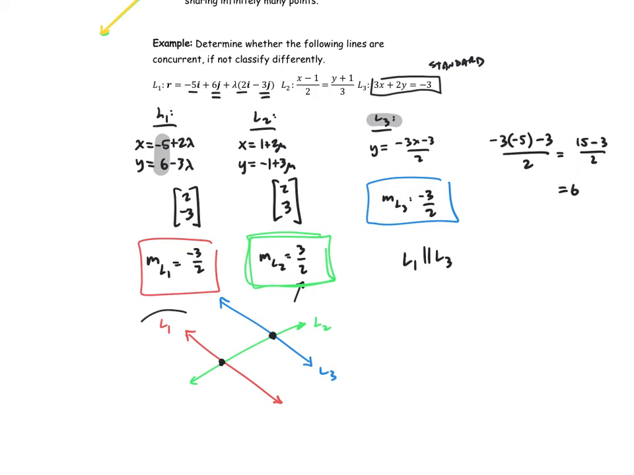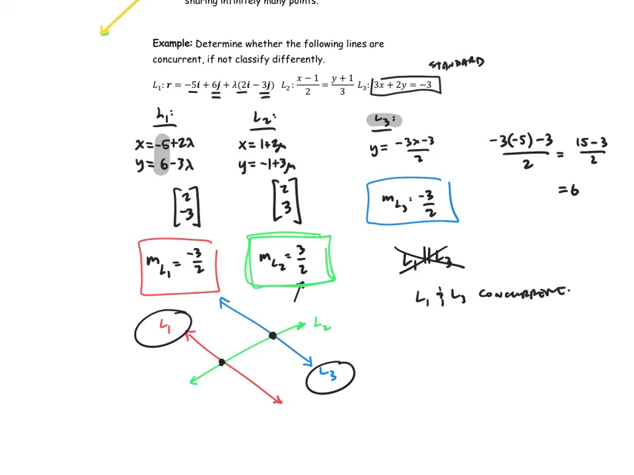So L1 and L3, even though I sketched them as parallel, they're actually the same line. They contain all the same points. Since they're parallel and contain at least one similar point, they have to be concurrent. So we could say that L1 and L3, no, they're not parallel. L1 and L3 are concurrent.